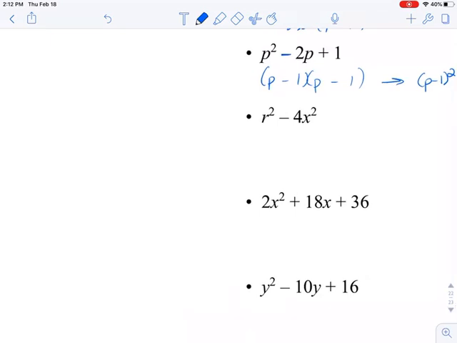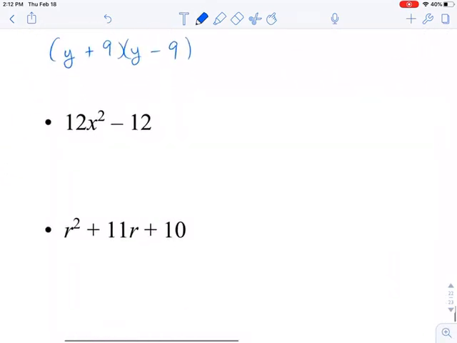Two terms, they're both perfect squares, so this has to be a difference of squares question. Doesn't have to be, but most likely is. So r and r are the square roots of r squared. 2x and 2x are the square roots of negative 4x squared. To get rid of the middle term, make one positive, make one negative.